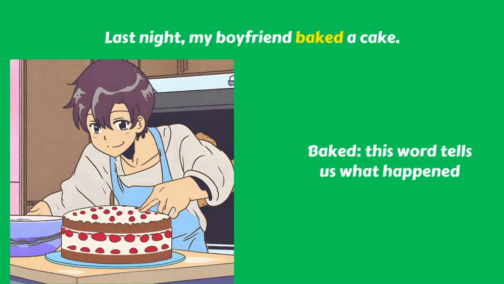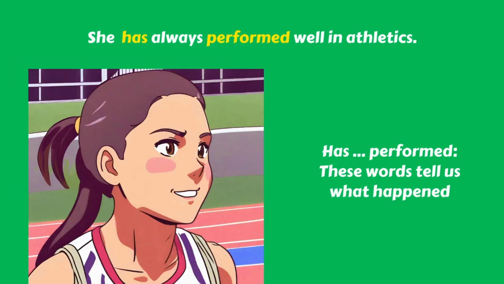Now, verbs tell us two things. They tell us the action or the statement of being, and they can also tell us when something happened or when something is likely to happen. Here is an example of a verb telling us about a past event. She has always performed well in athletics. These words tell us what happened in the past.